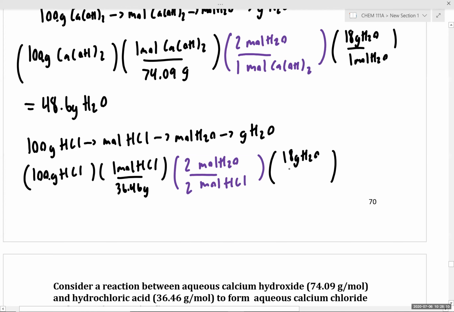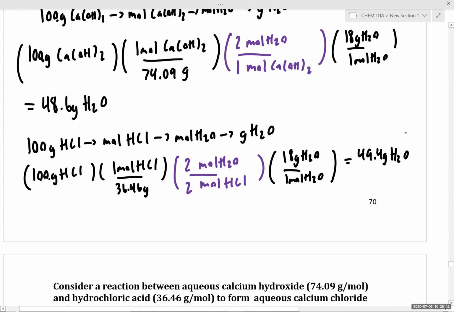Finally, we have 18 grams of water per every 1 mole of water. And punching this into our calculator, let me pull up my calculator. Okay, so we have 100 over 36.46 times 18. That in turn gives us 49.4 grams of water.